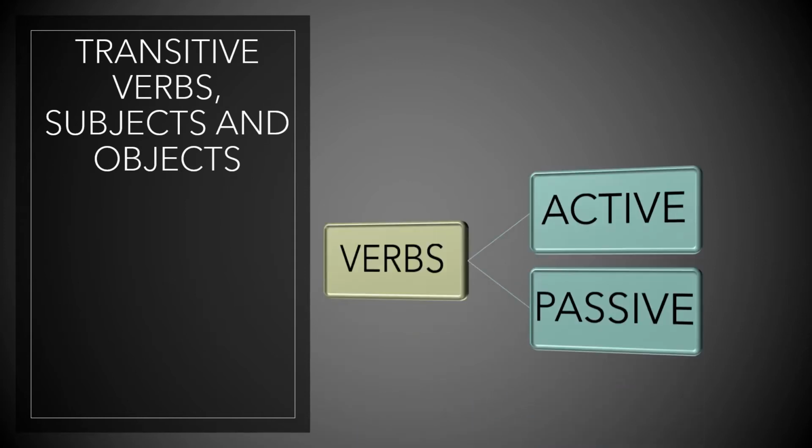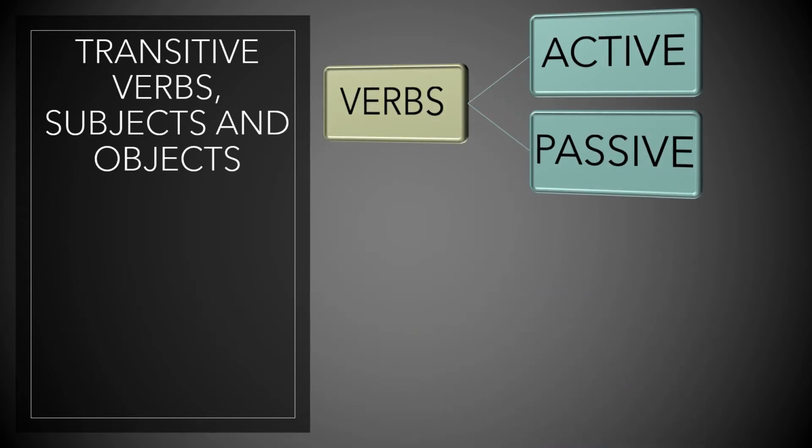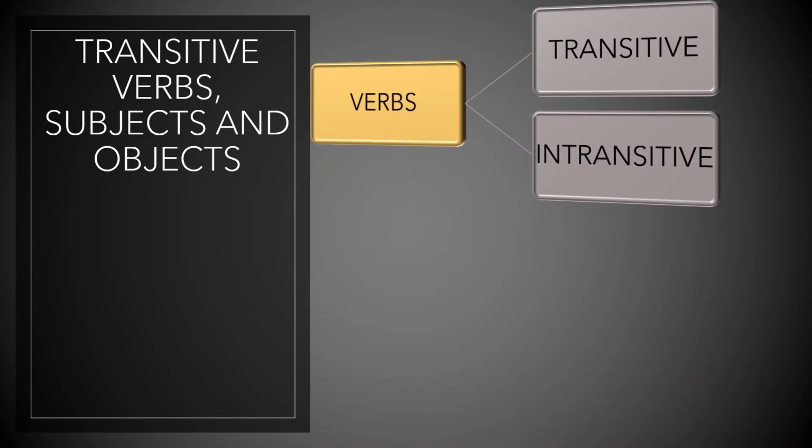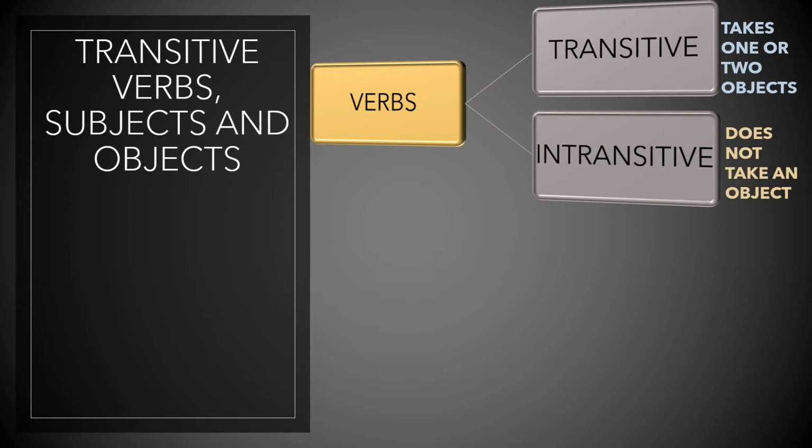Now, let's talk about transitive verbs. First of all, we know that verbs have active voice and passive voice. We already discussed that before, but we can also categorize verbs in another way. We can categorize verbs as transitive and intransitive. All right, so what is the difference? Transitive verbs take one object or two objects. They can take an object. They need an object to complete an idea in a sentence. On the other hand, intransitive verbs do not take an object.